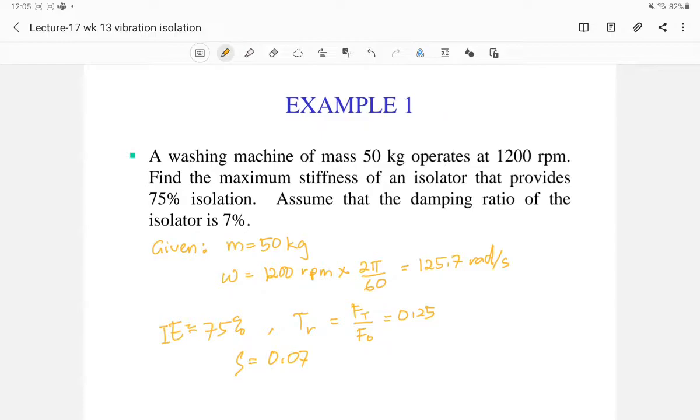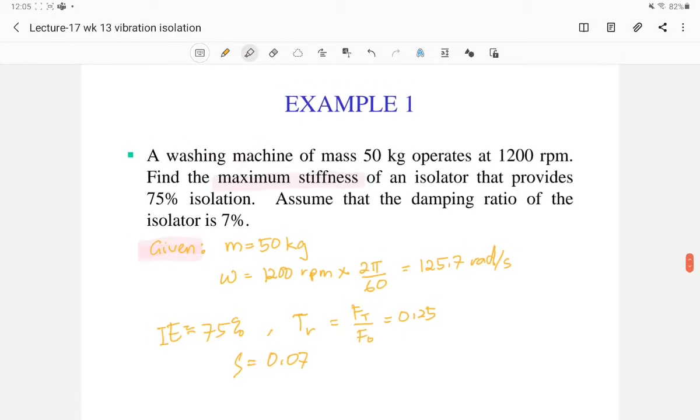You have a washing machine of mass 50 kilogram operates at 1200 RPM. Find the maximum stiffness of an isolator that provides 75% isolation and assume damping ratio of isolator is 7%. So for most of the questions, first thing, make sure you write down the given parameters in terms of variables, so it's easy for you to match with the list of equations.